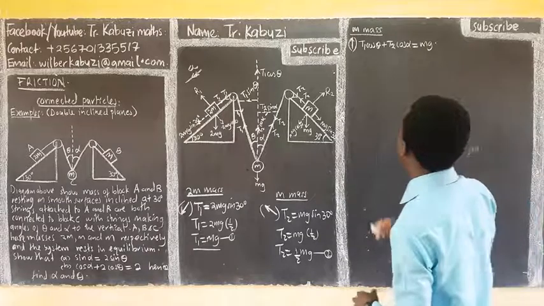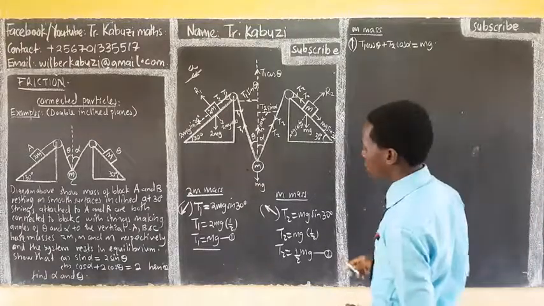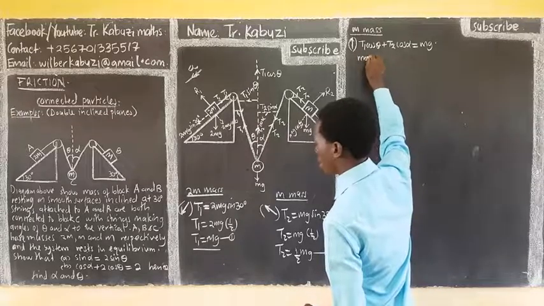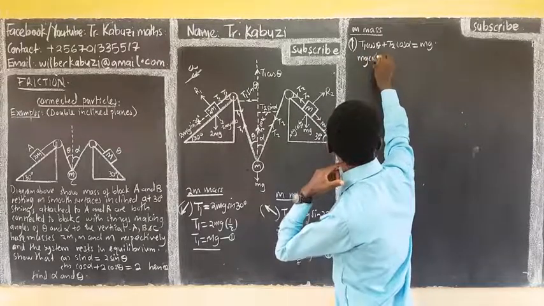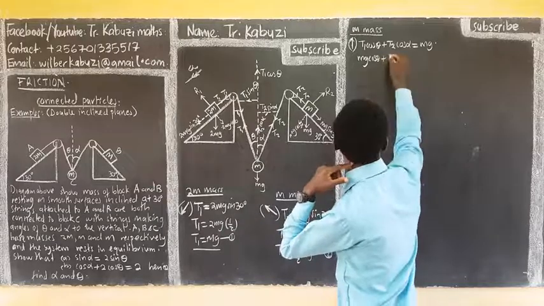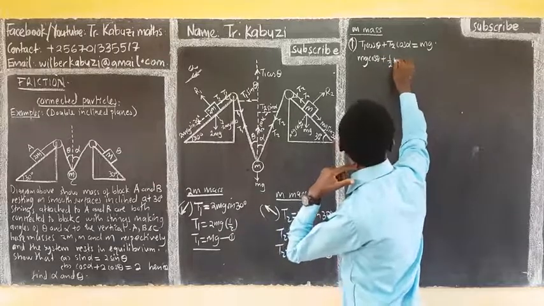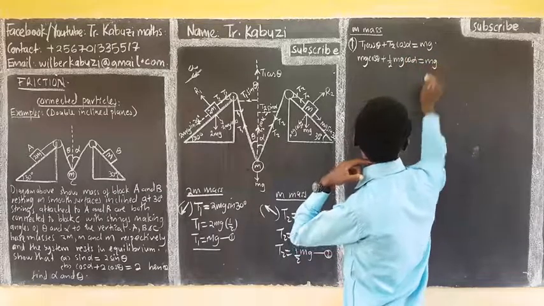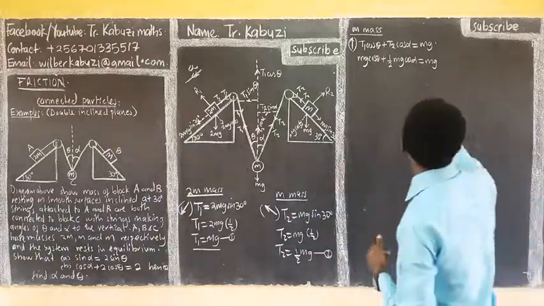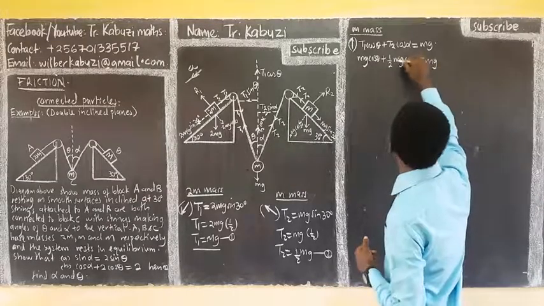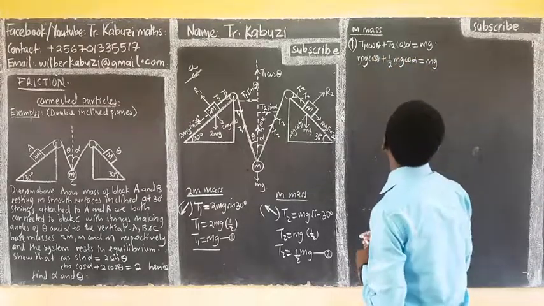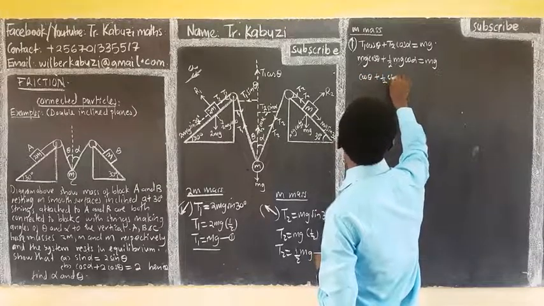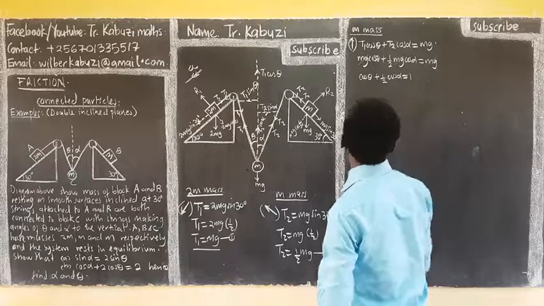But now from here, we know what T1 is, so T1 is mg cos theta, plus a half mg cos alpha, equaling mg. Divide through by mg, so this will go, and this will go. So we shall have cos theta plus a half cos alpha equaling 1.